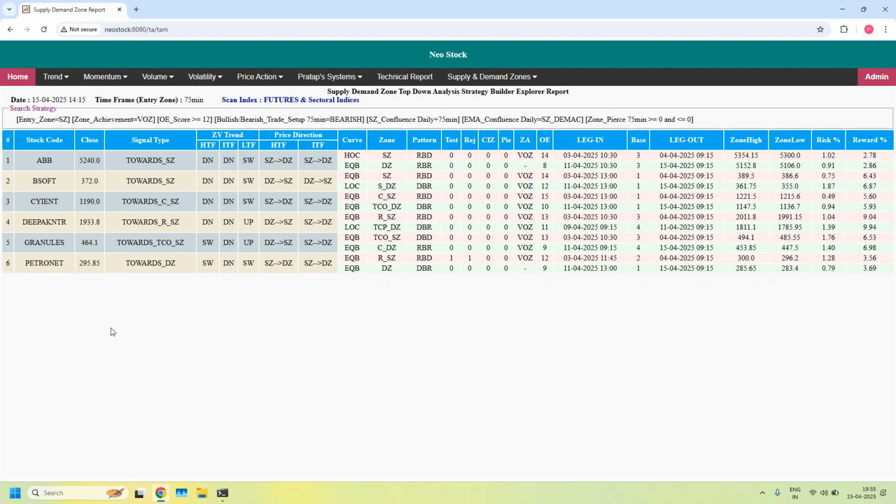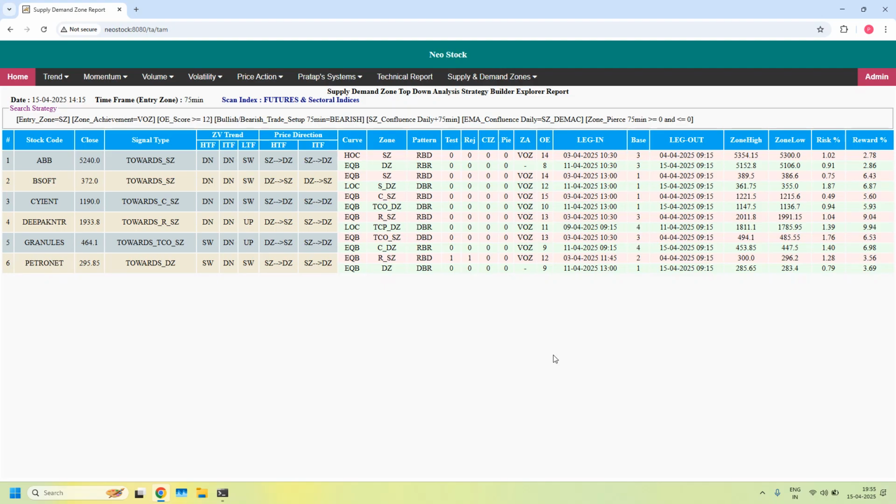With this filter, the list has come down to 6 stocks. So these 6 75-minute supply zones might have a higher probability because they are overlapped with the daily supply zone, and the daily supply zone has daily EMA confluence.